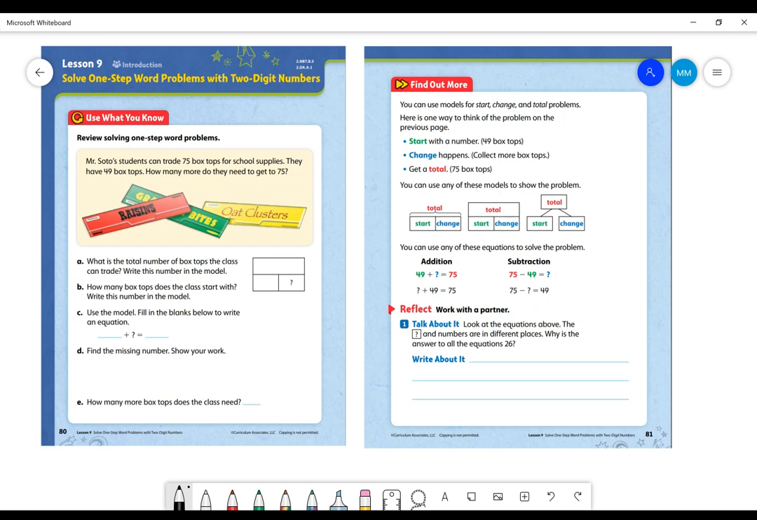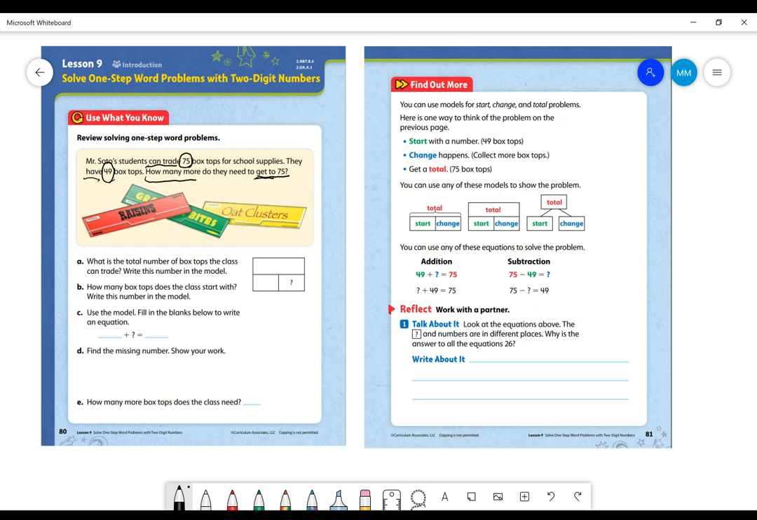It says, review solving one-step word problems. Mr. Soto's students can trade 75 box tops for school supplies. They have 49 box tops. How many more do they need to get to 75? So let's read that again. It said that Mr. Soto's students can trade 75 box tops for school supplies. They have 49 box tops. How many more do they need to get to 75?